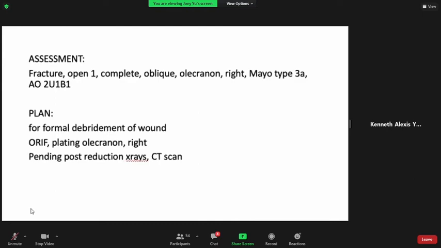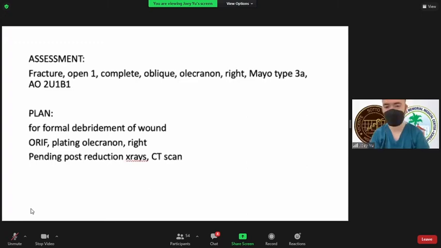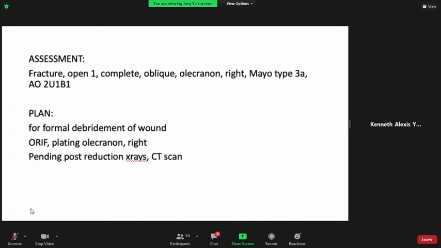Other medications? Pain reliever, sorry. PO lang celecoxib, 400 milligram once a day. Why did you plan on ORIF of the olecranon, right? Why not just tension band wiring?